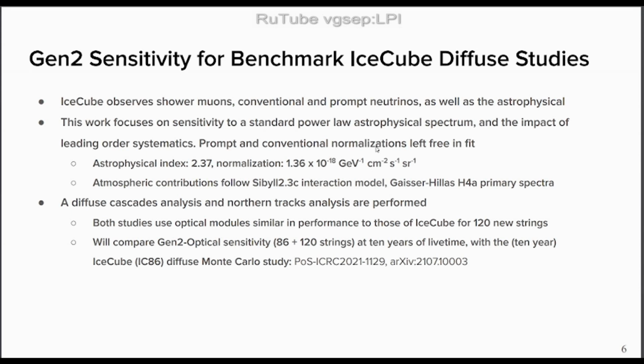Okay. So I'll make it clear, the systematics included here were the prompt and conventional normalizations. And so then I've gone ahead and performed 2 benchmark analyses based off of current IceCube analyses. I performed both a cascades focused analysis and a northern tracks analysis. And I will be showing sensitivities, and I will be comparing with a very similar IceCube analysis which was performed and the sensitivities that that analysis has produced.